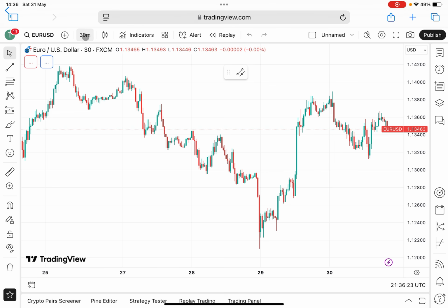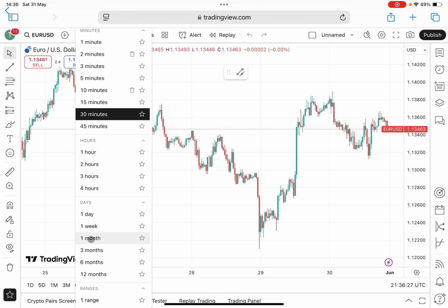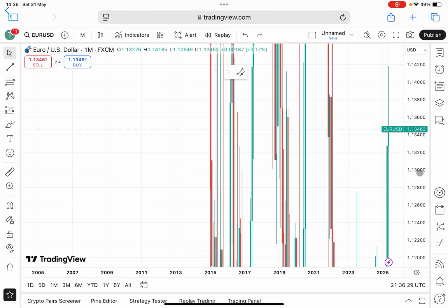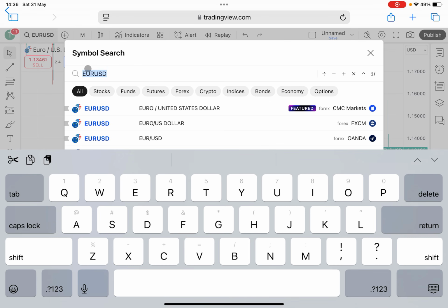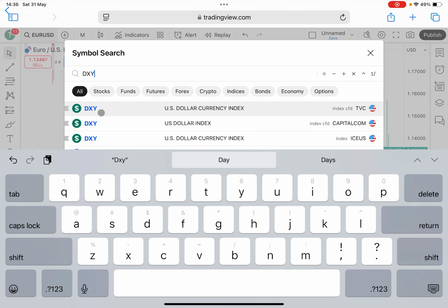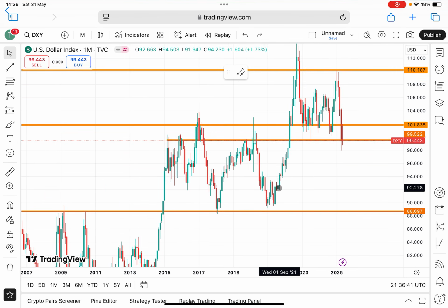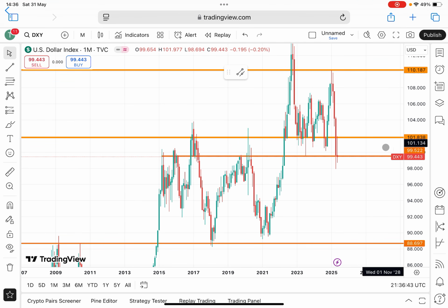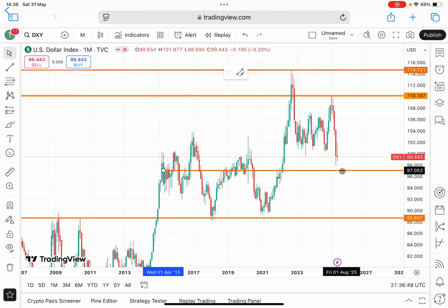Let's see. Okay, so this is the monthly candle. Okay, so let's go back to DXY again. I'm not sure why it's changed. Okay, so this is our monthly candle, our monthly analysis. So let me take out some of the supports.